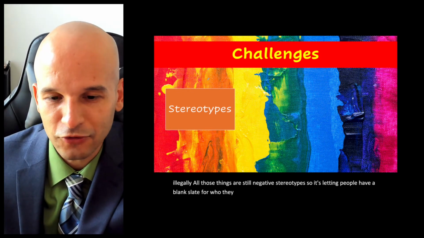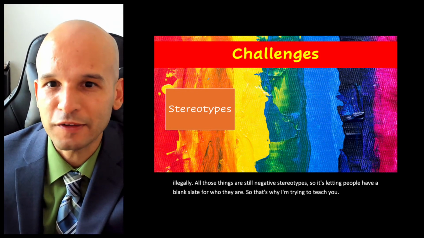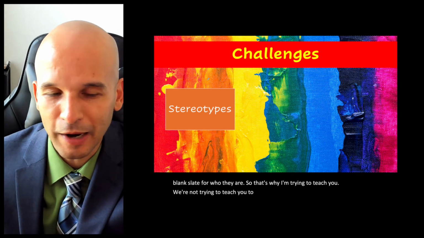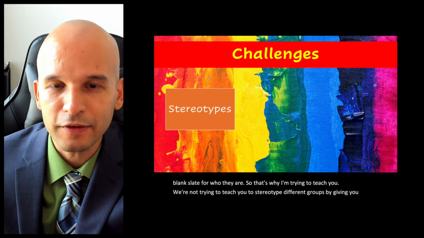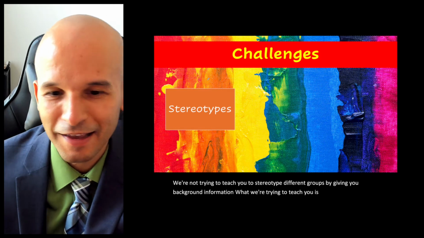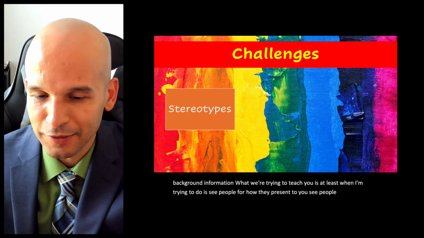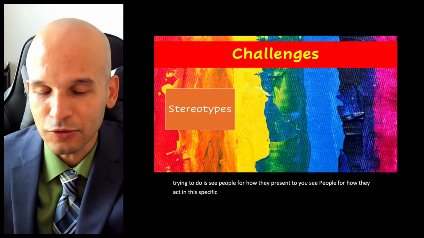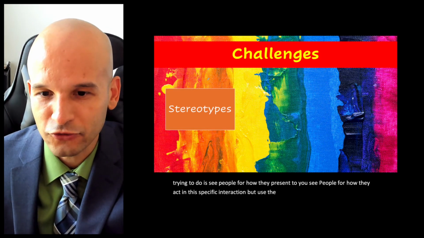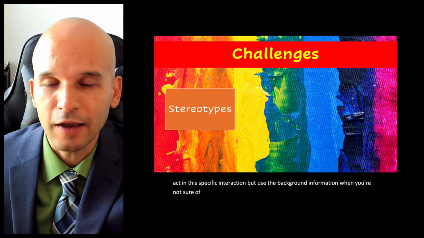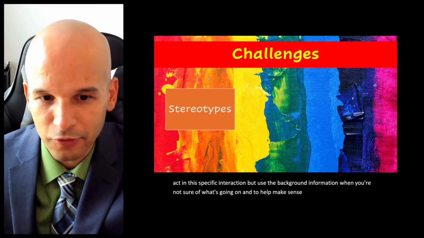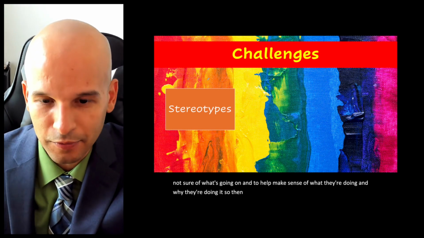So that's why I'm trying to teach you. We're not trying to teach you to stereotype different groups by giving you background information. What we're trying to teach you, or at least what I'm trying to teach you, is to see people for how they present to you, see people for how they act in the specific interaction, but use the background information when you're not sure of what's going on, and to help make sense of what they're doing and why they're doing it, so then you can react accordingly.